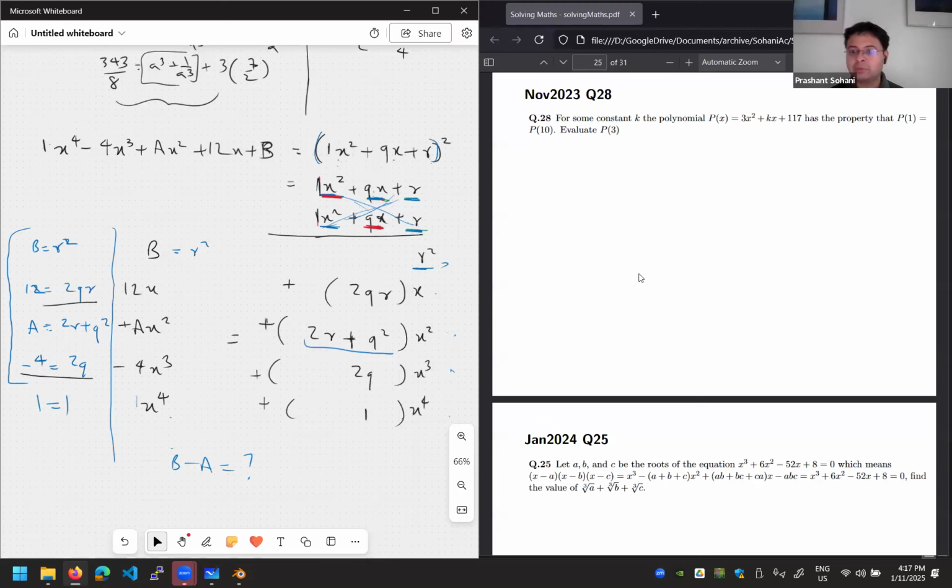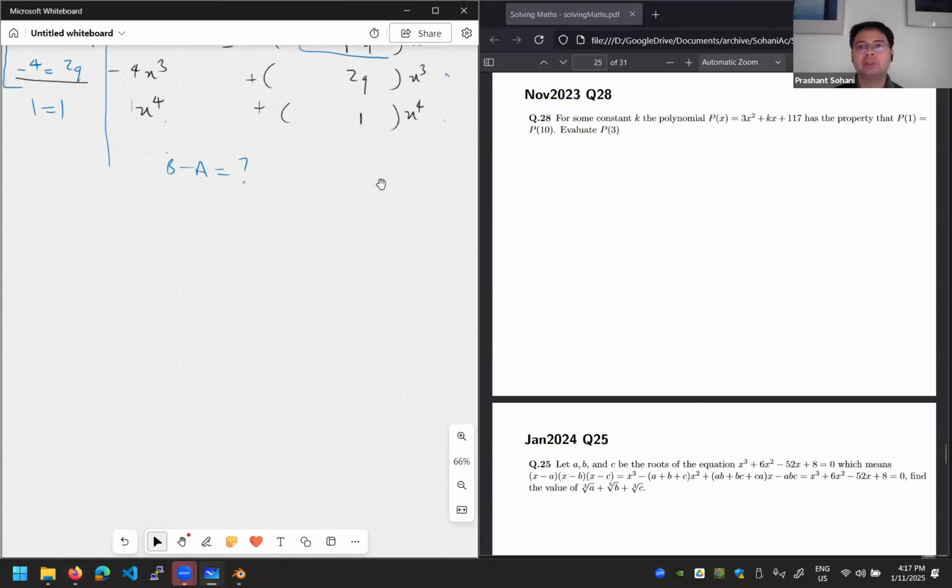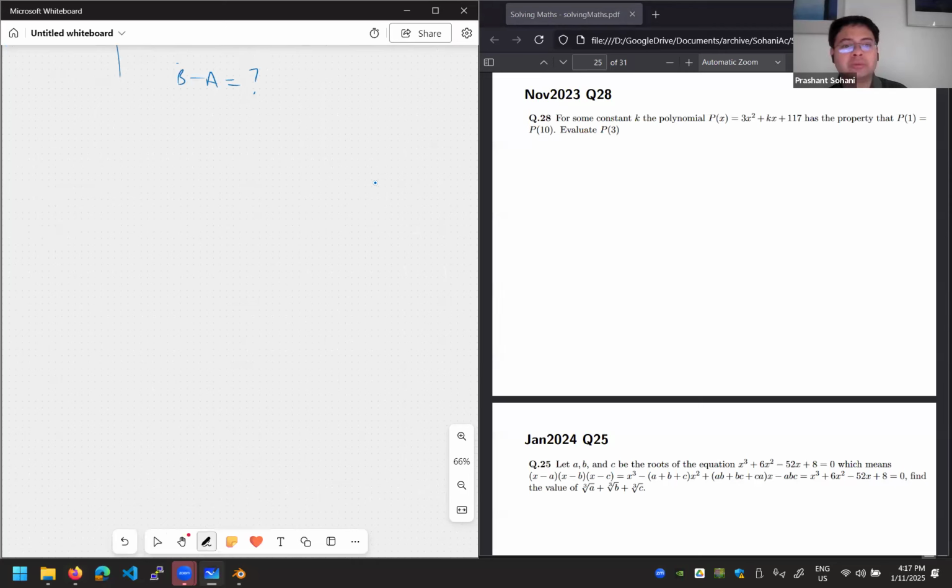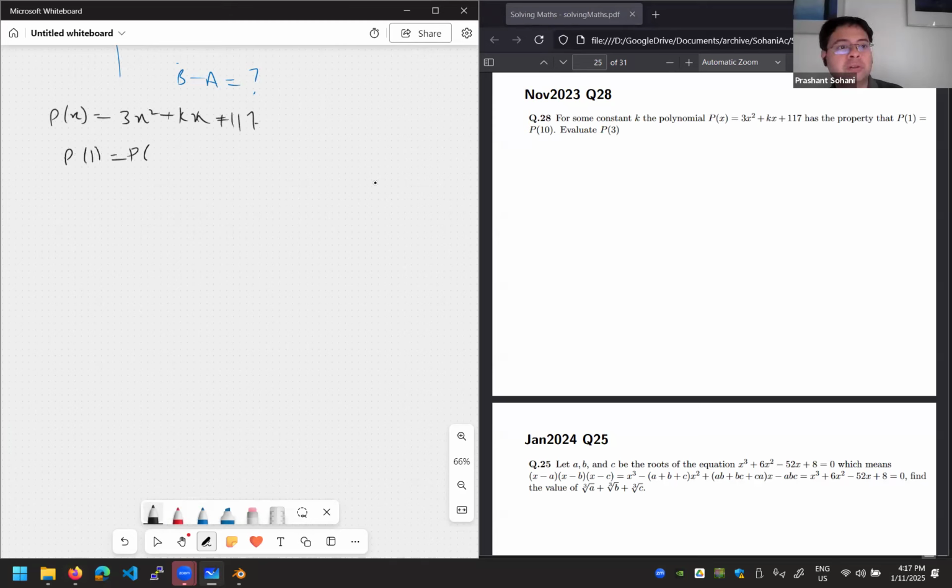So again, another problem related to polynomials. I think this question 28 is very simple. Again, it should be a time saver. Almost without even writing any calculations, you can finish a problem like this. What is given is some p(x) equal to 3x square plus kx plus 117, and you're just given the values of this polynomial at two different points. So p of 1 is equal to p of 10. If I just put the values x equal to 1 and x equal to 10, I'm going to get the equation directly.